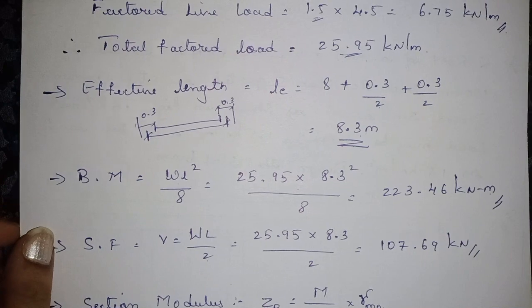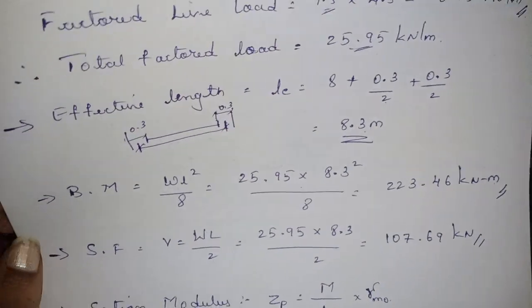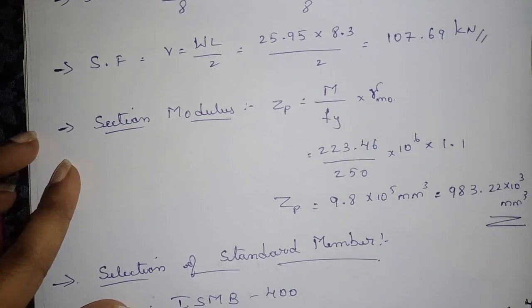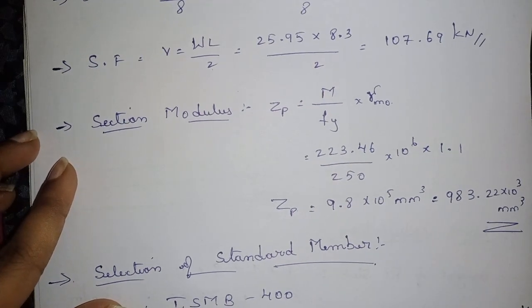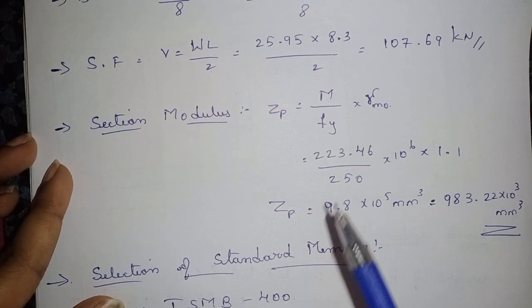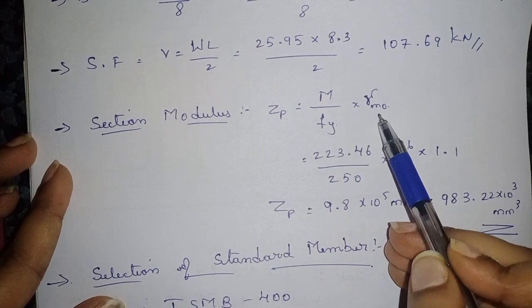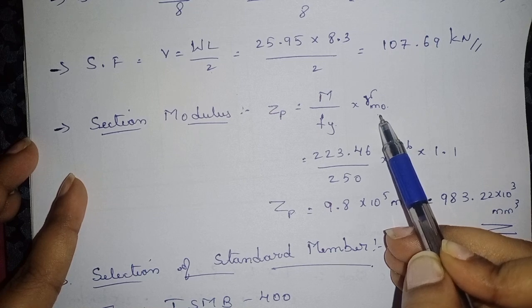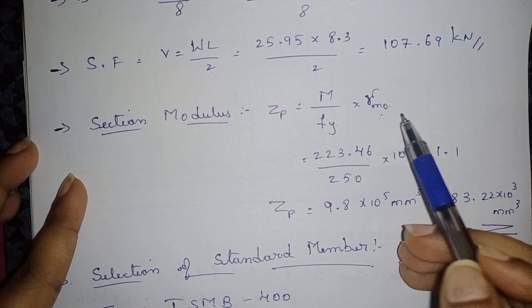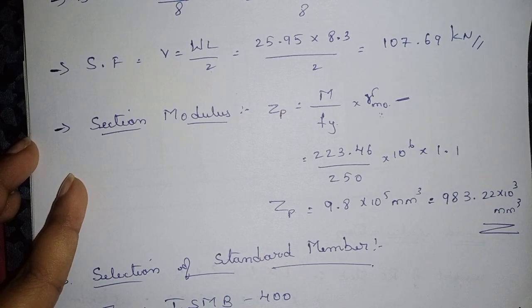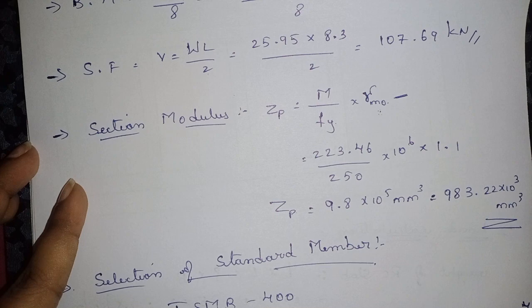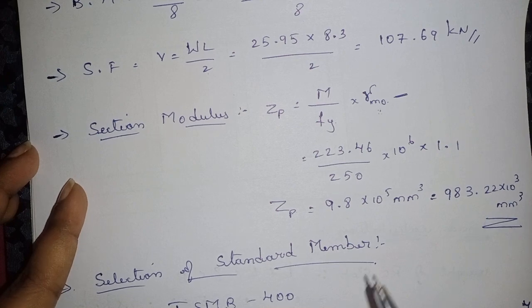So now we'll calculate the section modulus. For the particular moment, what is the section modulus we require? To calculate that, moment divided by Fy into gamma m naught. Gamma m naught is the partial safety factor according to your IS 800. Gamma m naught is 1.1. Gamma m1 is 1.25. This is what we are using.